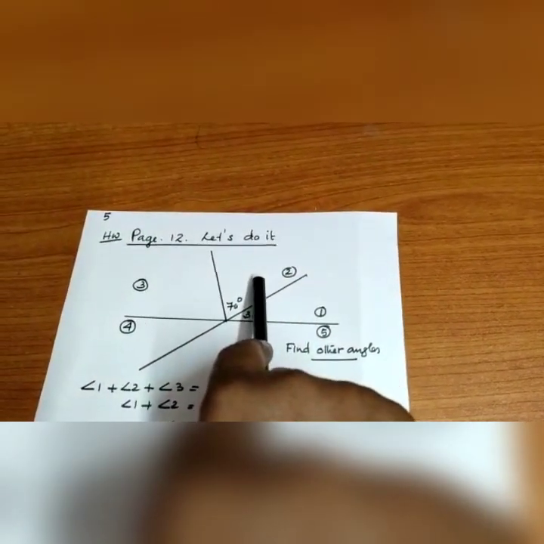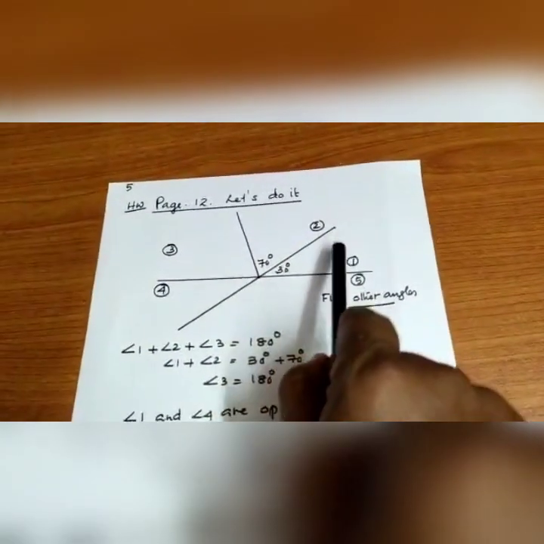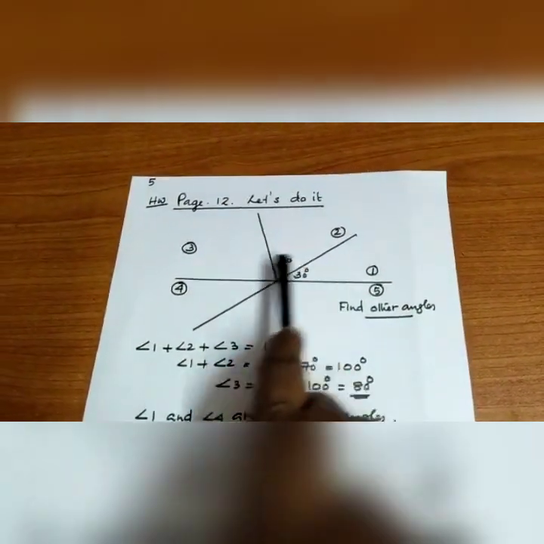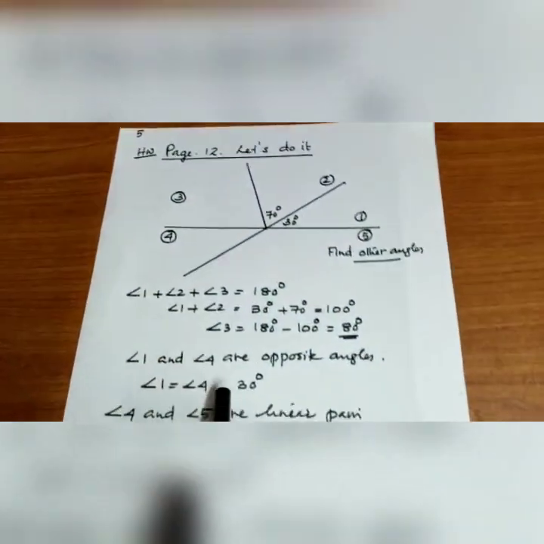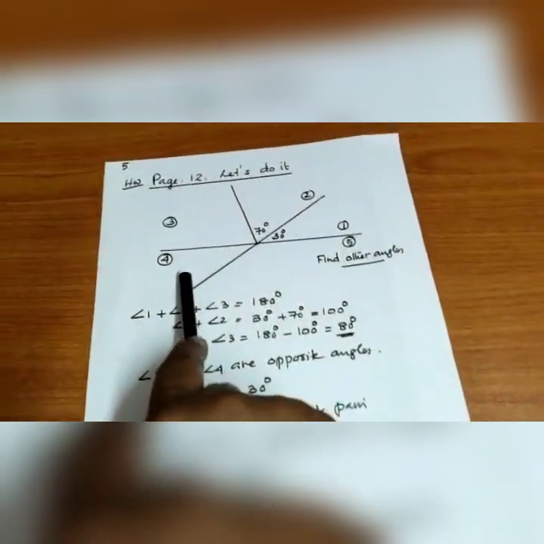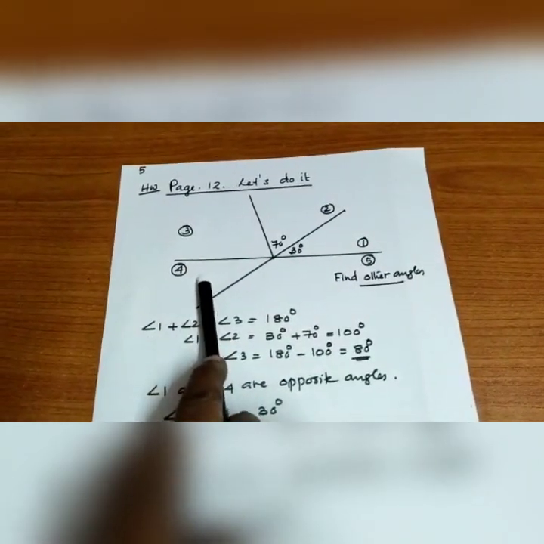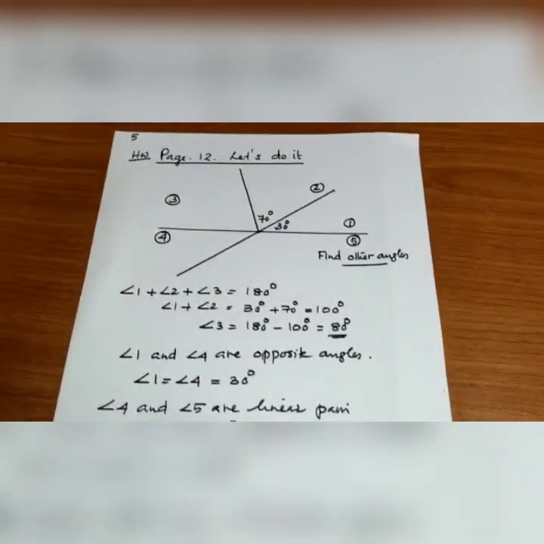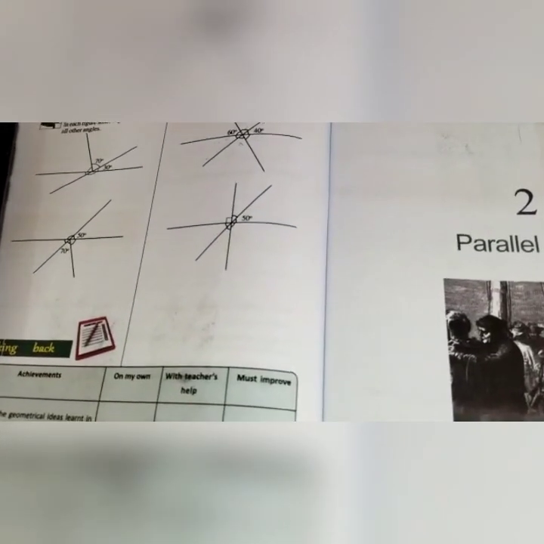Sum of 2 is 100 degrees. The third is 80 degrees, 180 minus 100. Then angle 1 and angle 4 are opposite angles, opposite at the vertex. They are equal. Therefore, angle 4 is equal to 30. Then angle 4 and angle 5 are linear pairs. Therefore, 4 is 30. Then 5 is 180 minus 30, that is 150. Like this, you have to do the other three homeworks by yourself.